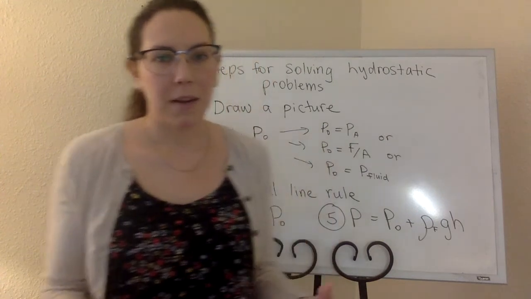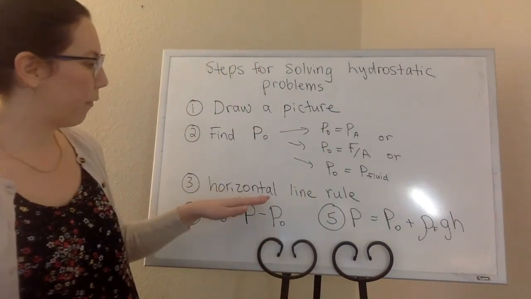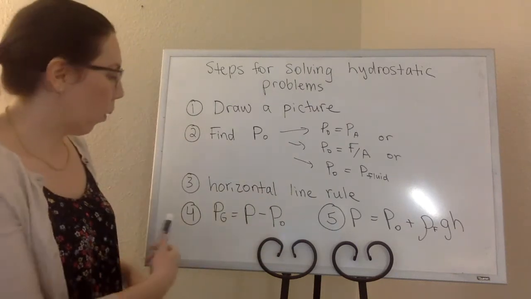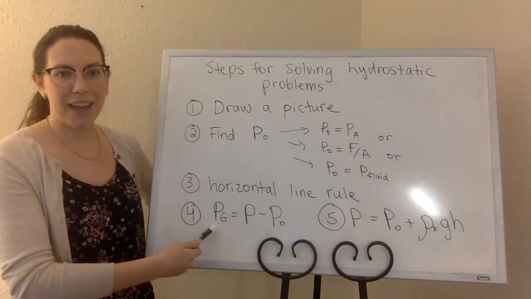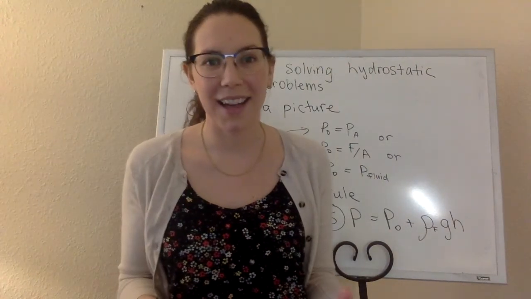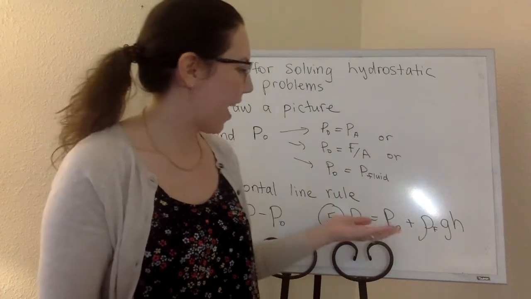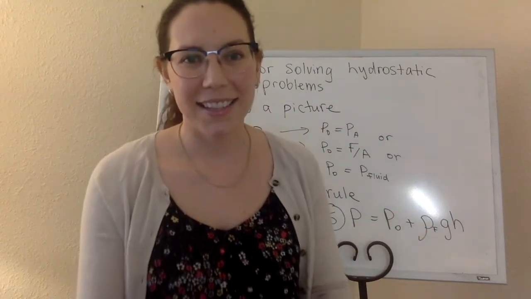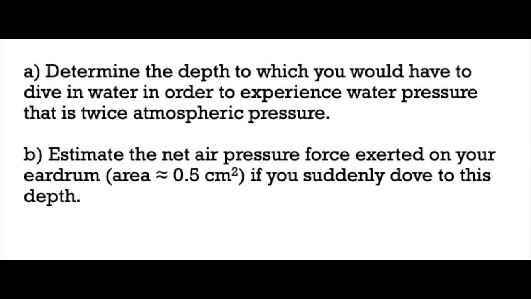Okay, once you have P naught, then there's two different things. We may have to apply the horizontal line rule if necessary, or find gauge pressure if we're asked for that in the question. And then lastly, we're going to apply the hydrostatic equation and solve for the pressure at the desired depth. Okay, let's look at the first example.